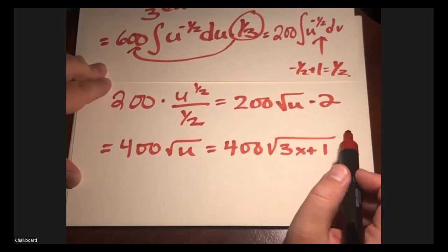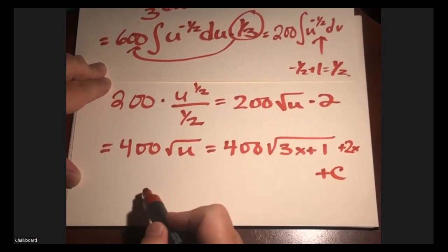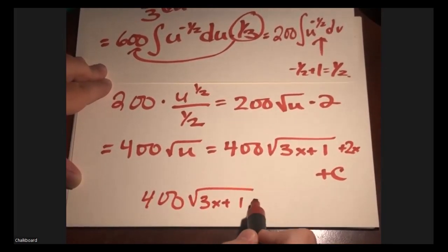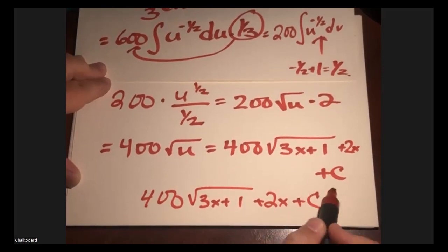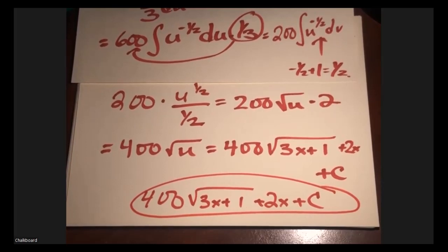Don't forget that last piece, which was plus 2x, and don't forget plus c. So your final answer: 400 root (3x plus 1) plus 2x plus c. That is your original revenue function. Now, we've gone through a lot of them with you. I could see that's a lot of math, right?